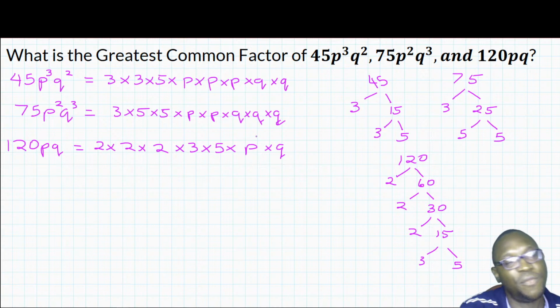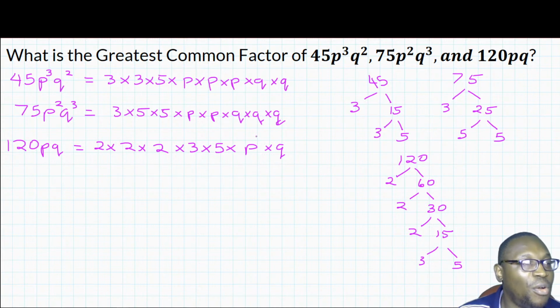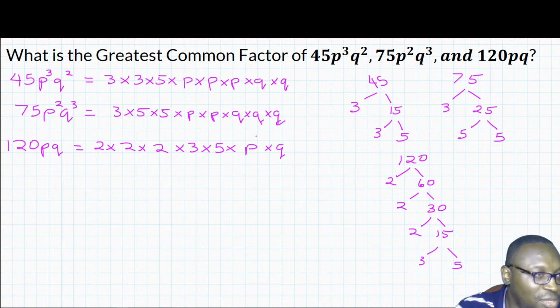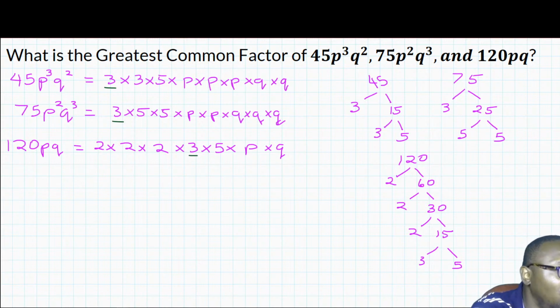Now to get the greatest common factor of any terms, here we have 3 different terms. We're going to look for the factors that show up in each of these expressions. So I'm going to pick a different color here. Let's look at 3. Do we have a 3 here? We do have a 3, and a 3. So your greatest common factor is going to be 3 multiplied by something.